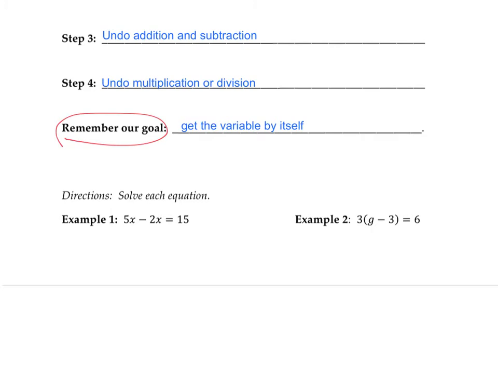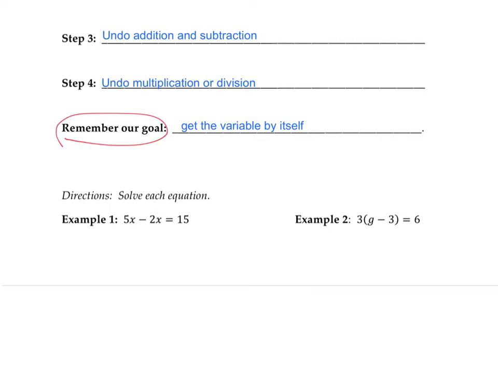So let's do some examples together. Let's read our directions first: solve each equation. In example 1, it states 5x minus 2x equals 15. Our step 1 in multi-step equations is to get rid of the parentheses by using the distributive property. Well, do we see any parentheses in this problem? No, we don't. So we can skip this step. Now let's go to step 2, which is combining our like terms on each side of the equation.